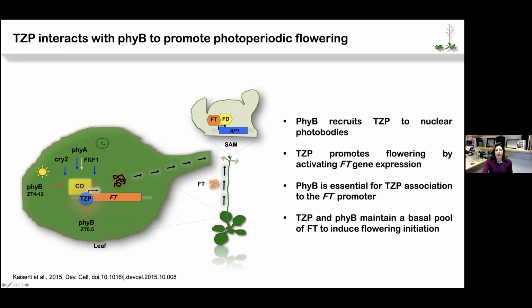In addition, we know that TZP can interact with phyB in response to red light to regulate photoperiodic flowering. So together they associate on promoters that are involved in flowering initiation, such as FT. And we have shown that these two proteins are important for maintaining a basal pool of FT in order to induce flowering initiation.